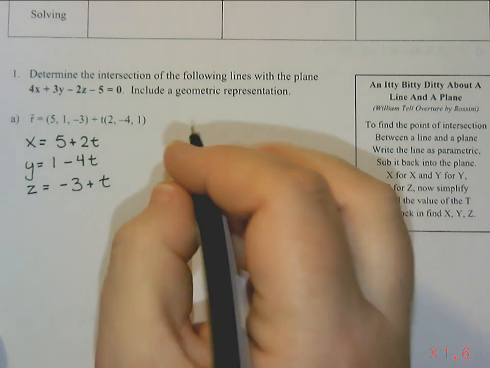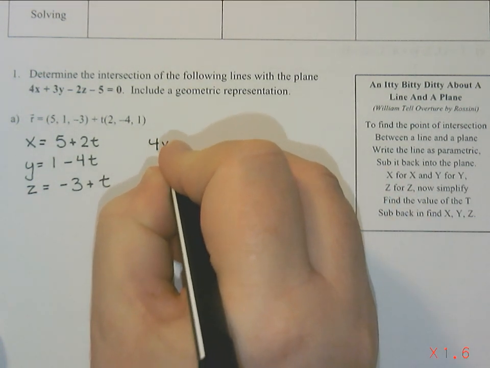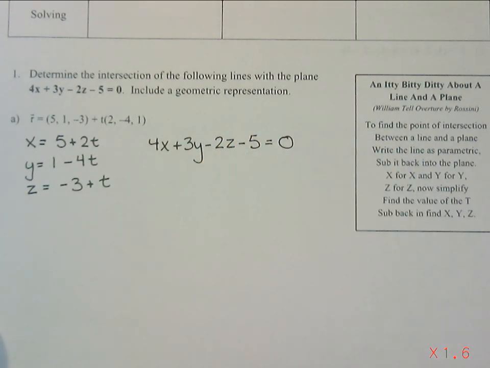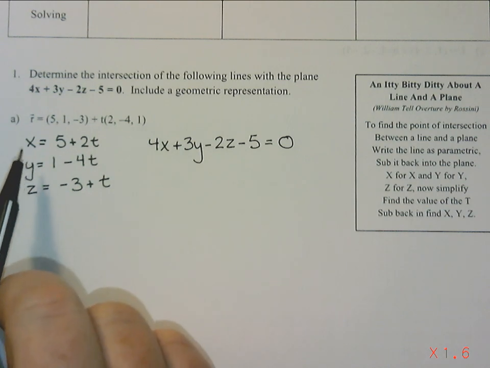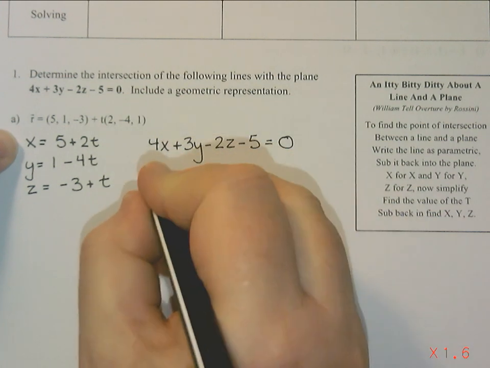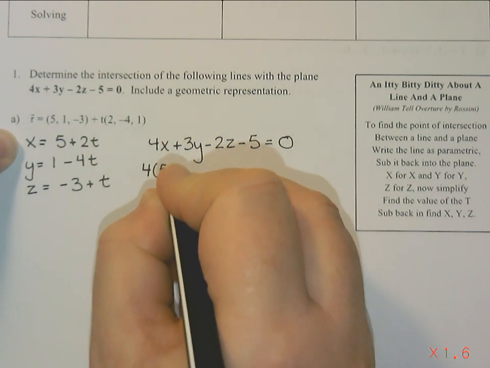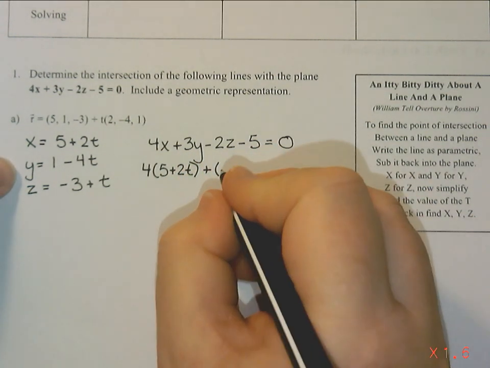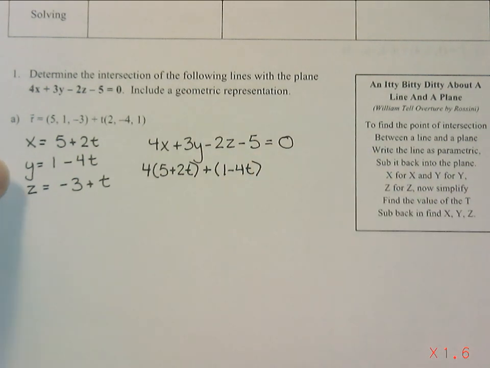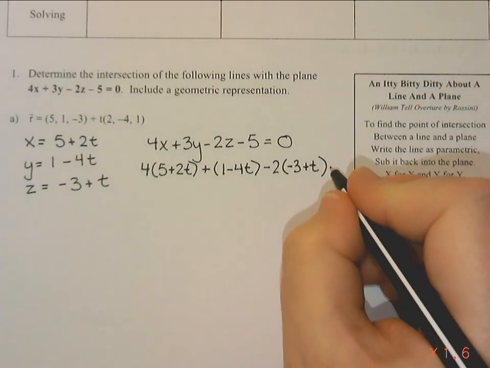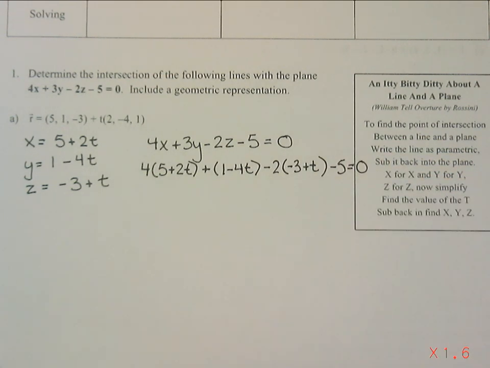So I have 4x plus 3y minus 2z minus 5 equals 0. So it says we do x for x, y for y, z for z. So I'm going to put each of these in place of their letters in the formula. So I'm going to have 4 times x, which is 5 plus 2t. And then 3 times y, which is 1 minus 4t. And then minus 2 times z, which is negative 3 plus t. And then I'm running out of space. We still have a minus 5, and then that equals 0.